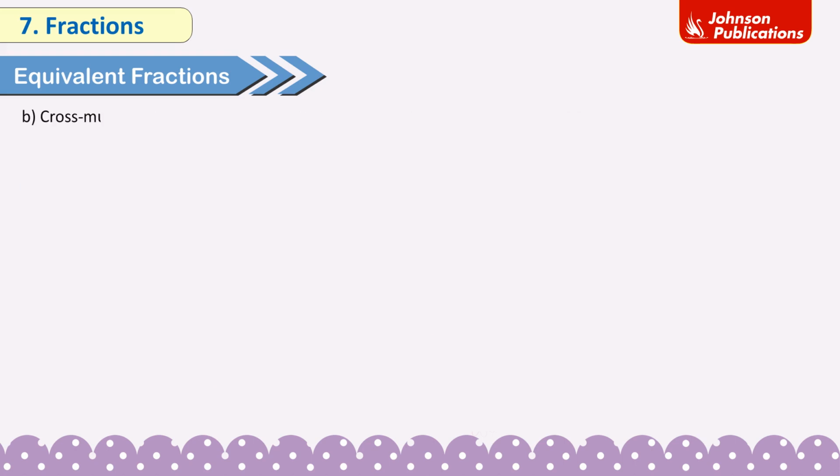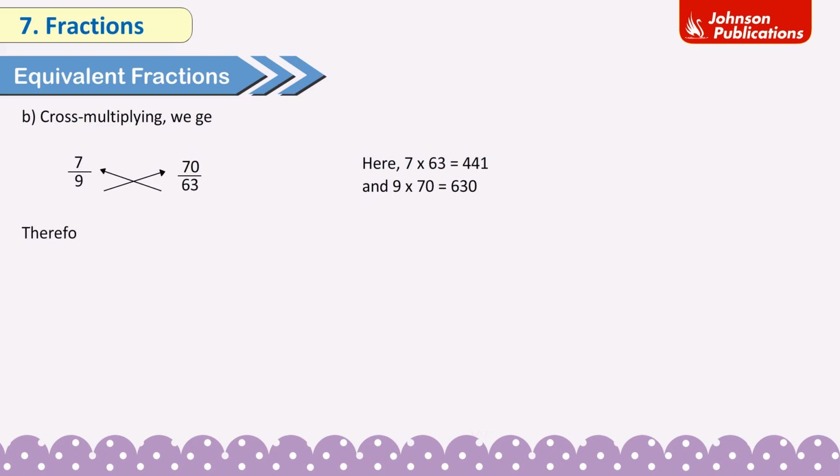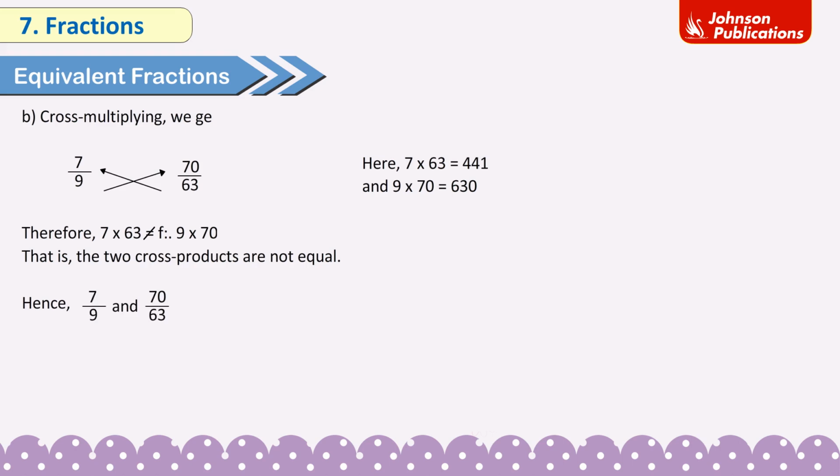B. Cross multiplying we get 7 multiplied by 63 is equal to 441 and 9 multiplied by 70 is equal to 630. Therefore, 7 multiplied by 63 is not equal to 9 multiplied by 70. That is, the two cross products are not equal. Hence, 7 by 9 and 70 by 63 are not equivalent fractions.